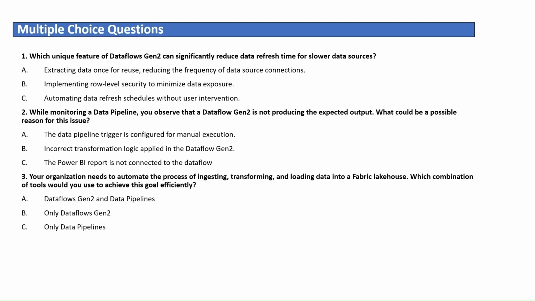Number three, your organization needs to automate the process of ingesting, transforming, and loading the data into Fabric Lakehouse. Which combination of tools would you use to achieve this goal efficiently? So as we understood, Dataflow Gen 2 is more in terms of cleansing, and pipeline would help in terms of setting up the orchestration and automation of activities. So I think the combination of both of them would be helpful to achieve the desired objective. So I think this is the right option A, which is the combination of both data pipeline as well as Dataflow Gen 2.